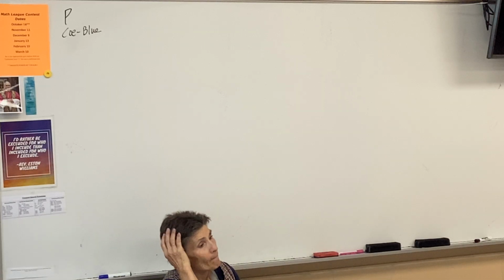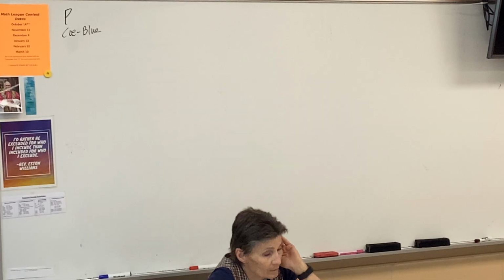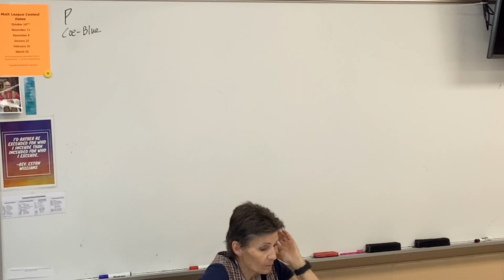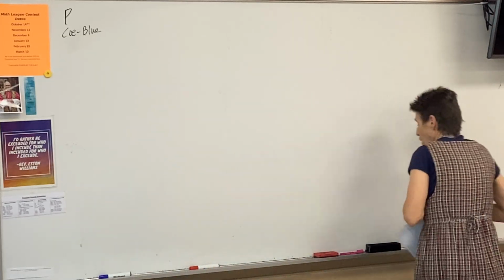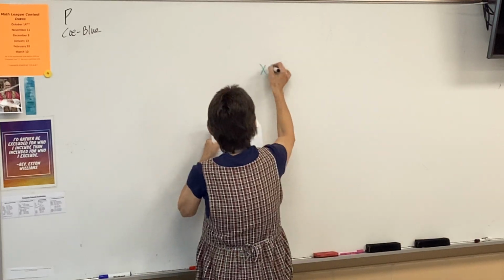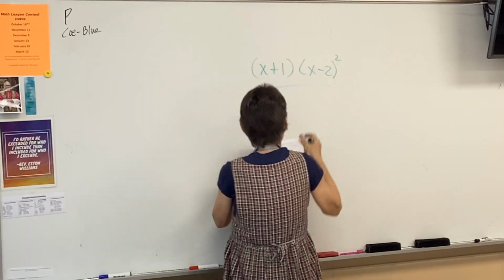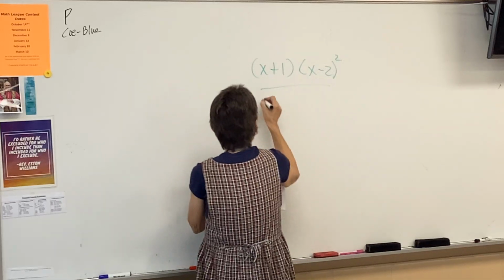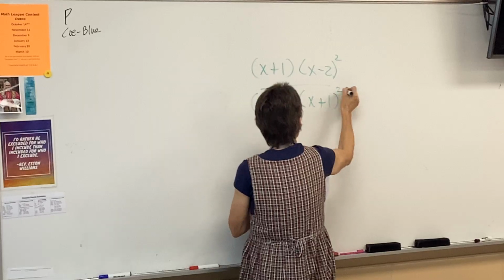Yes, Celeste? For B, would there be two vertical asymptotes? Would there be two vertical asymptotes? Why would there be two? Okay, because remember, vertical asymptotes are "cannot be's." So if I look at my original problem, and I marked mine up, is that a 2? Yeah. And then this was also a 2.